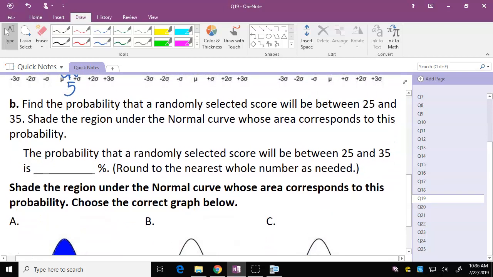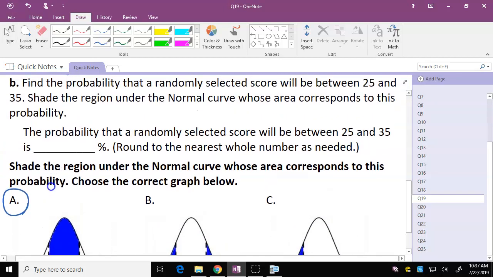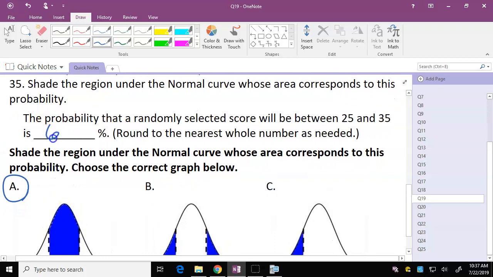And then they want to know, find the probability that a randomly selected score will be between 25 and 35. Which picture down below shows between 25 and 35? A. Because it's a between one, right? And so those are one standard deviation apart. We just talked about this. 68%, using that empirical rule. Or again, you could go into StatCrunch and do that as well.